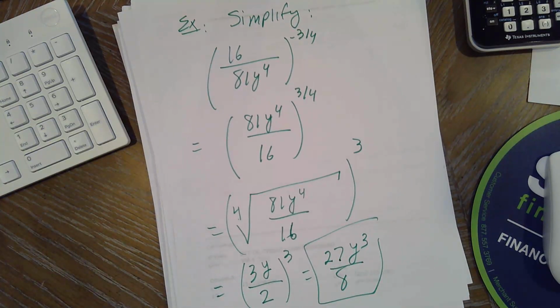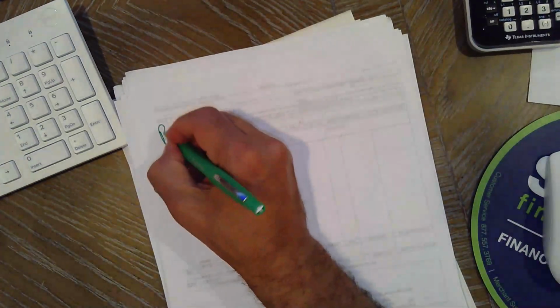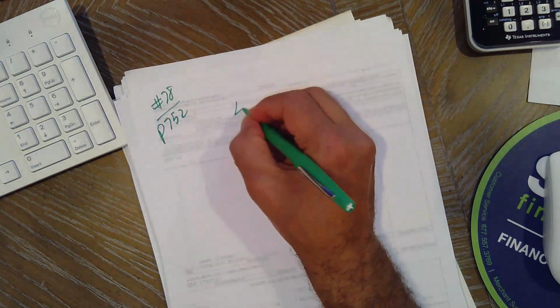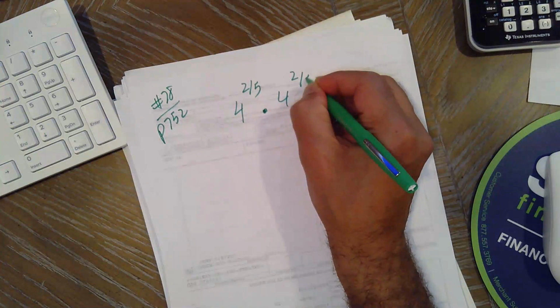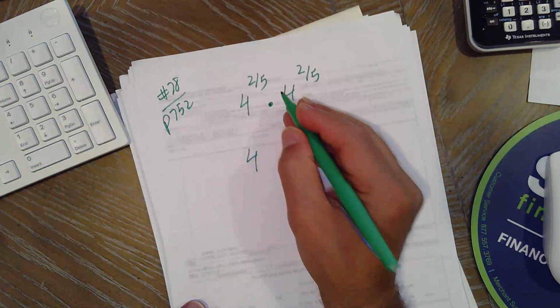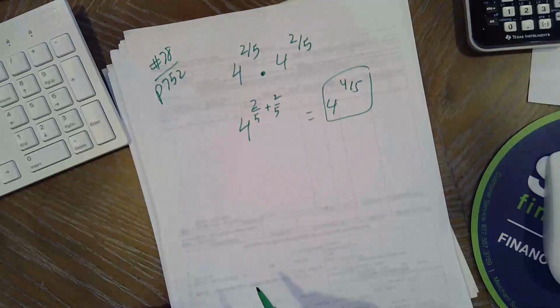Now let's go back to page 752 in the book, number 78. We have 4 to the 2/5 times 4 to the 2/5. How do we multiply if the bases are the same? We keep the base and we add the exponents. So that's 4 to the 4/5. That's all they want us to do there.